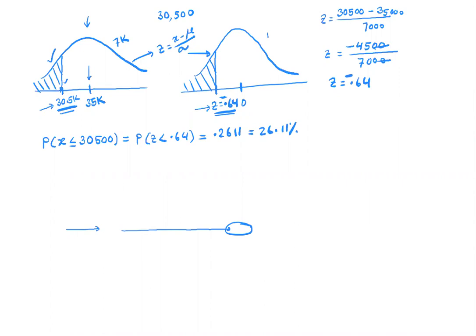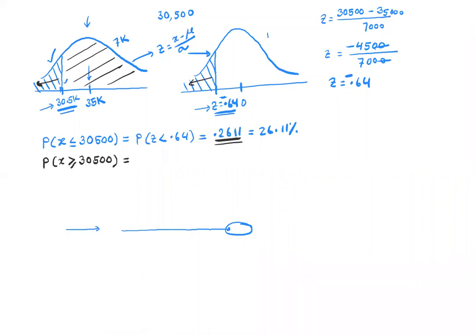Now, what if I asked you, what is the probability that a randomly selected person makes more than or equal to 30,500? Now, this time, however, we are looking for this area. Remember our cumulative standard normal distribution table? It gives you area to the left. Always, these values I'm getting from the table will give you area to the left.